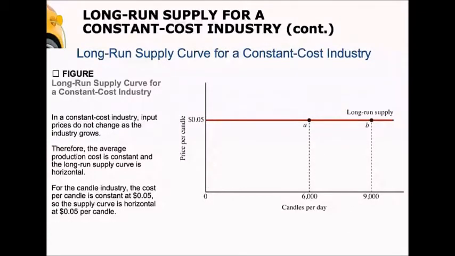In a constant cost industry, firms can enter and have the same costs as the firms that were in there, because there's no increase in input prices. So if, say, in a candle market, 6,000 candles are being produced per day or 9,000 candles are being produced per day, we have the same cost, then the long-run supply curve is going to be flat at 5 cents in this example as a price per candle. If demand increases, we can just produce more at the same cost. So the long-run supply curve is going to be horizontal.